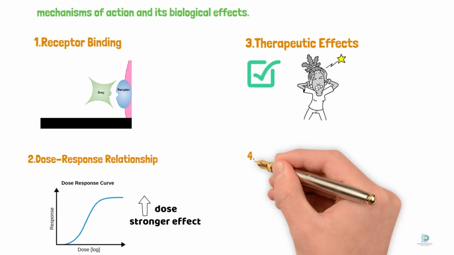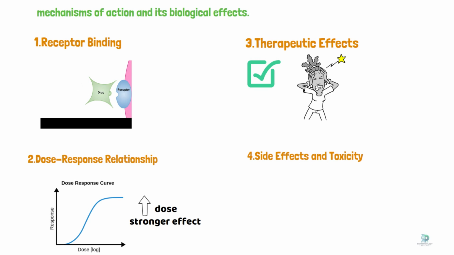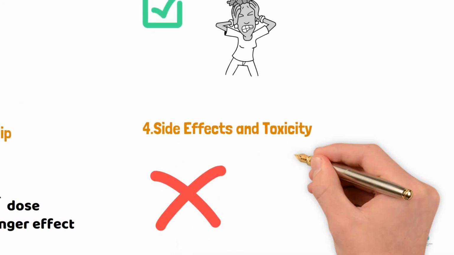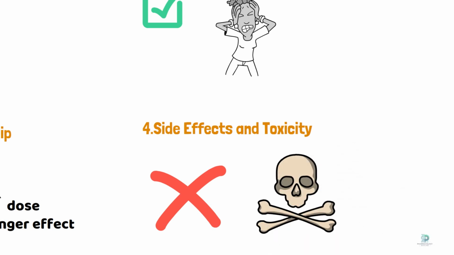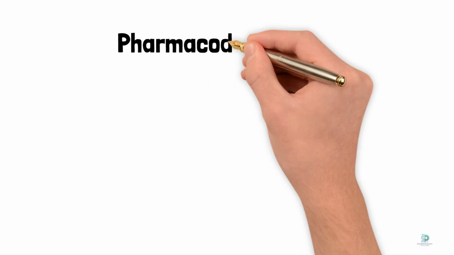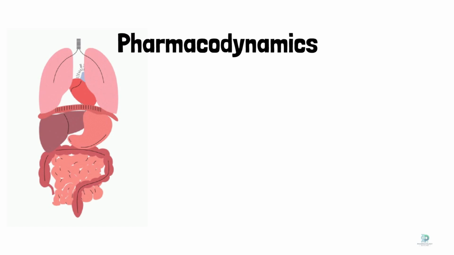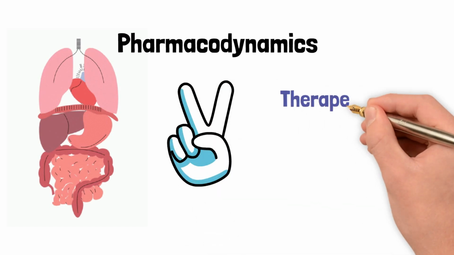4th, side effects and toxicity. Unwanted effects that can occur even at therapeutic doses, and toxic effects that arise from overdosing or prolonged use. Pharmacodynamics is about how the drug exerts its effects and influences the body's functions, including both the therapeutic and adverse effects.